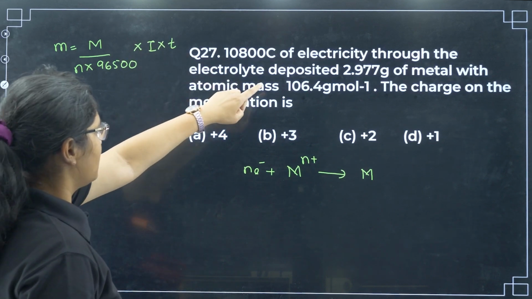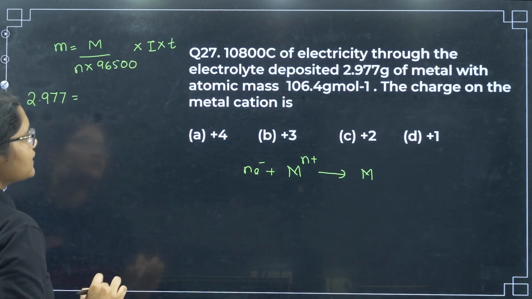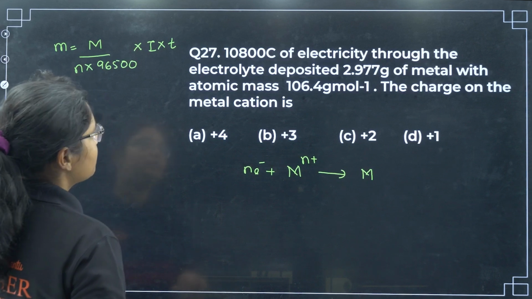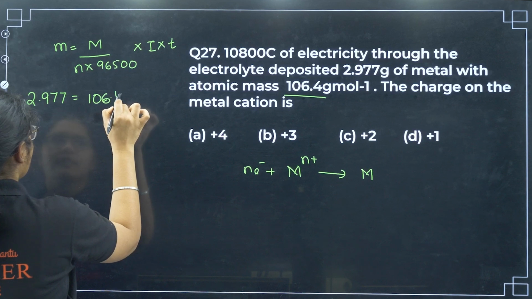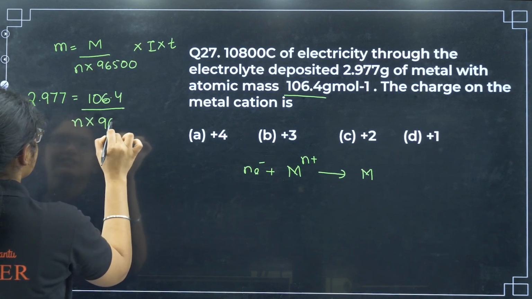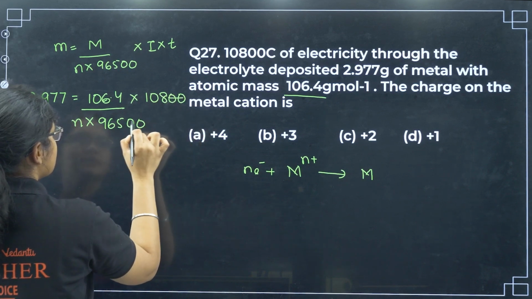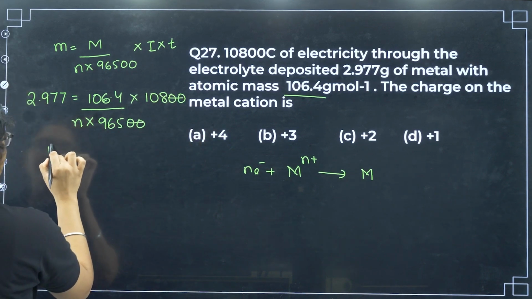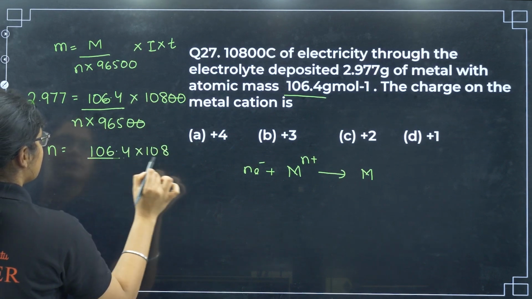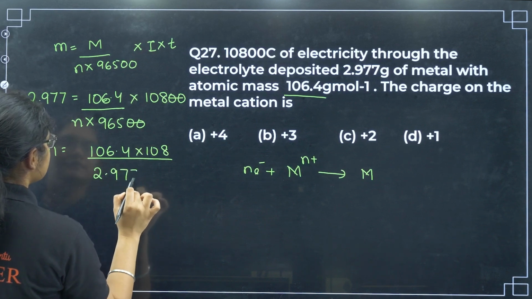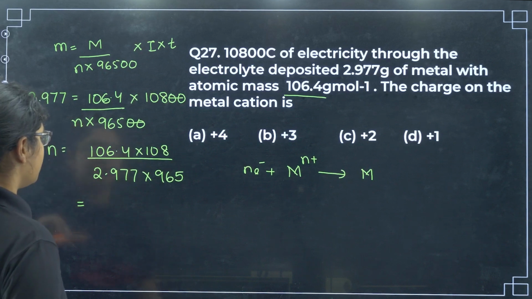So here 2.977 is equal to the molar mass, which is 106.4. The n value I will calculate, then 96500 into 10,800, okay. So this one I can cancel. Next I can write n, I have to find out: 106.4 into 108 divided by 2.977 into 965. Now how can I round it off and do the calculation?